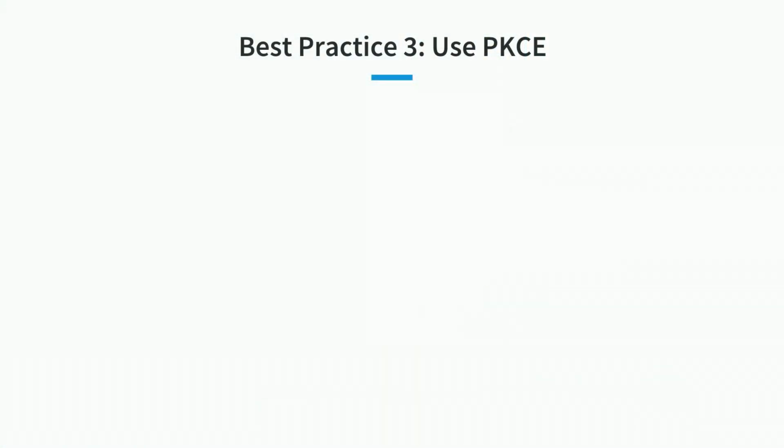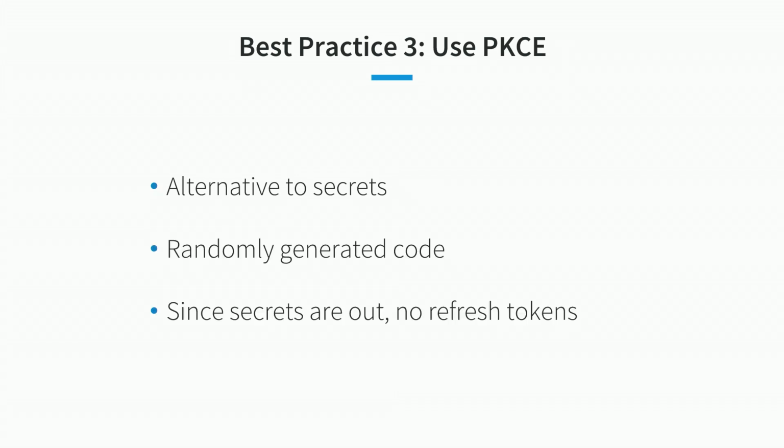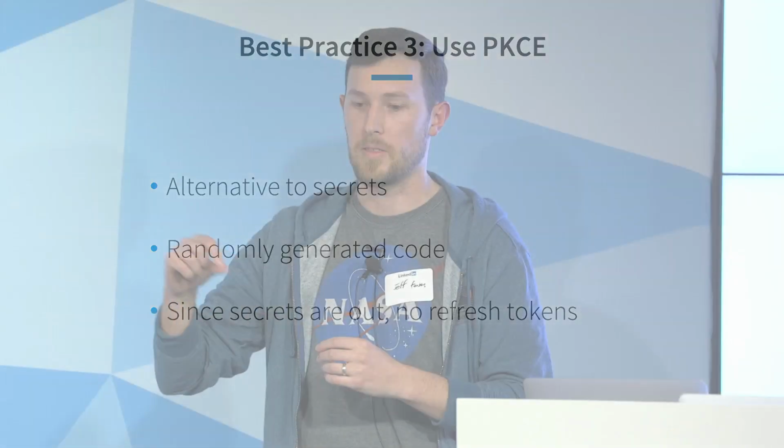All right, so the third best practice is called proof key for code exchange, or PKCE. And this is an alternative to secrets. The way it works is you have clients randomly generate a code before you send them to the consent screen, and then you use that same code once you've received the authorization code, and send that along with the authorization code when you get the access token. So this is basically a way of verifying that the same person who consented is also sending the auth code.